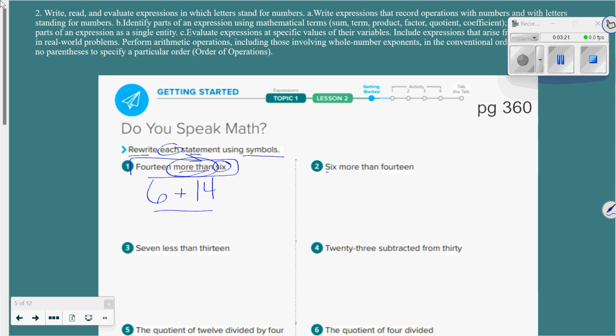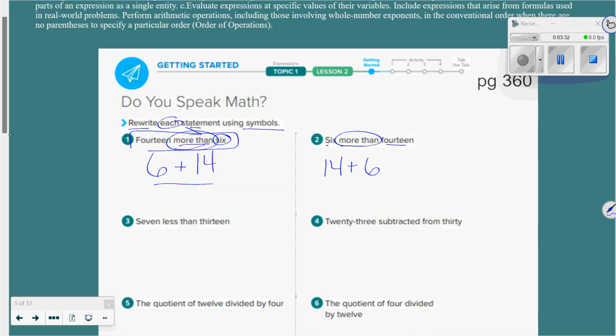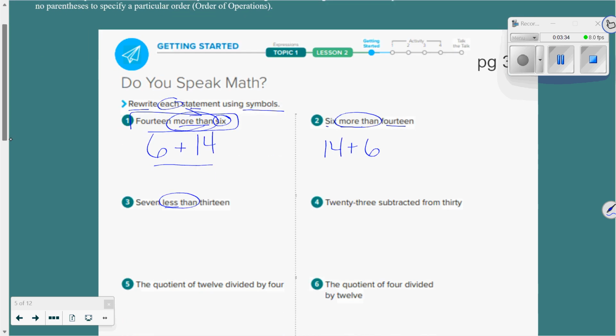If I'm doing 6 more than 14, that one is just going to flip what we just did. So now it's going to be 14 plus 6. More than is another one of those flipping phrases. 7 less than 13. Write it on the paper; you do not have it correct yet. 23 subtracted from 30. Here's another one of our flipping phrases. Subtracted from 30 means I need to start at the 30 and then I'm taking 23 away from it.